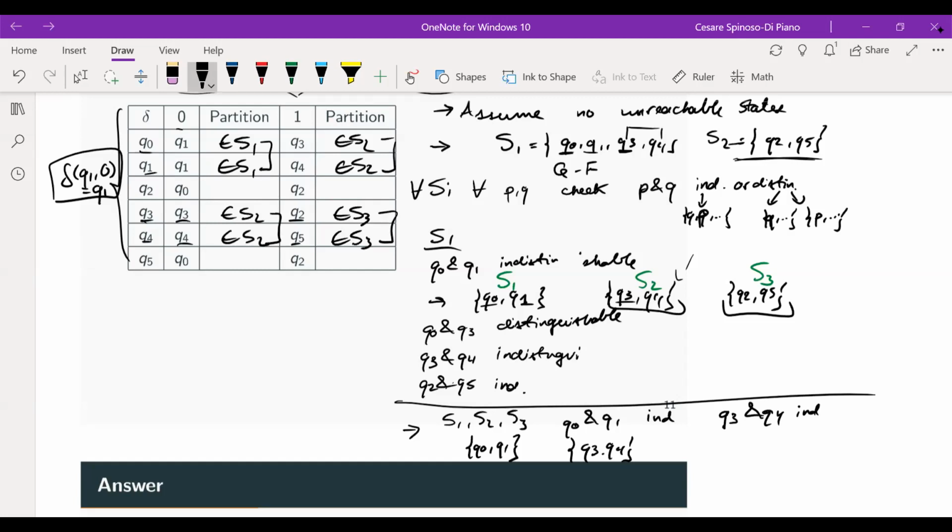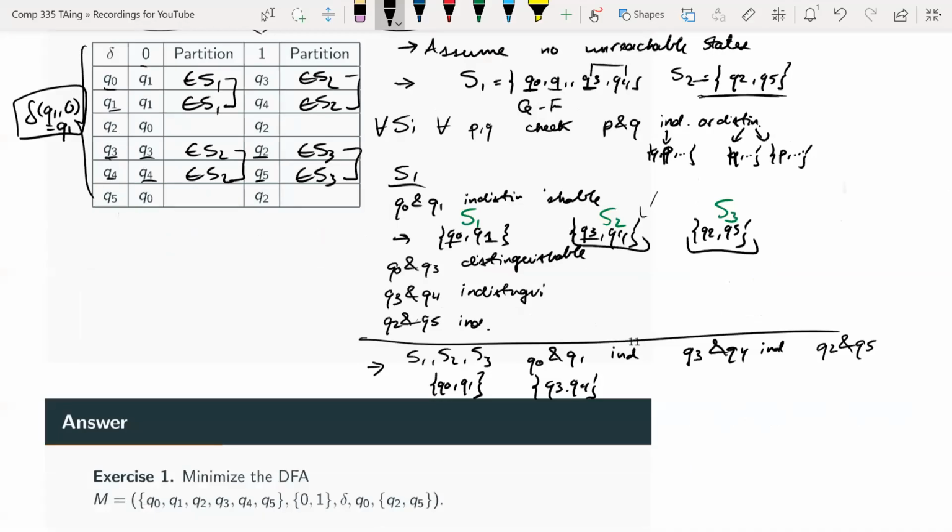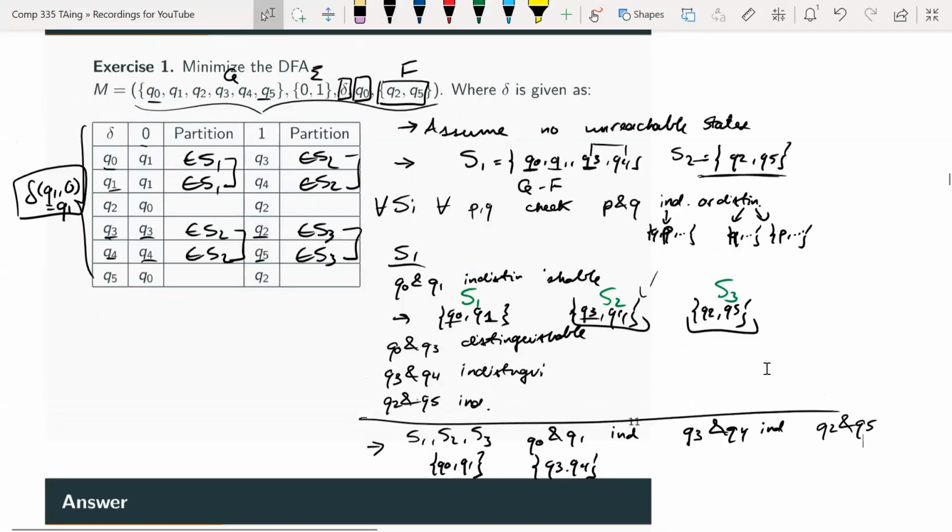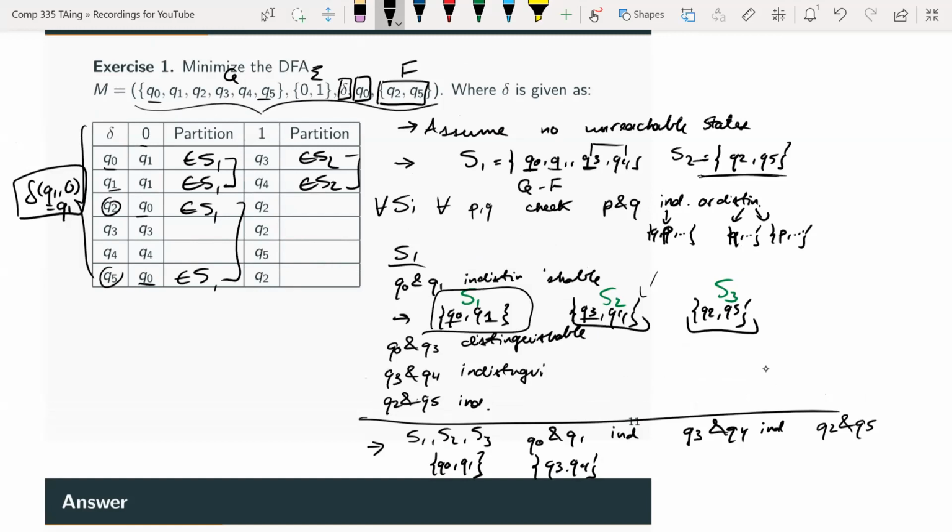And finally, the same thing we would need to check for Q2 and Q5. Oh, whoops, let me do this. Q2 and Q5, I check the same thing. For Q2 and Q5, they go to the same state. So of course they go to the same partition. And let me just clean that up. This partition being, in this case, S1. Right, because I just called S1 the partition containing Q0. So I'm going a bit faster because, again, this is pretty repetitive once you start seeing a pattern.